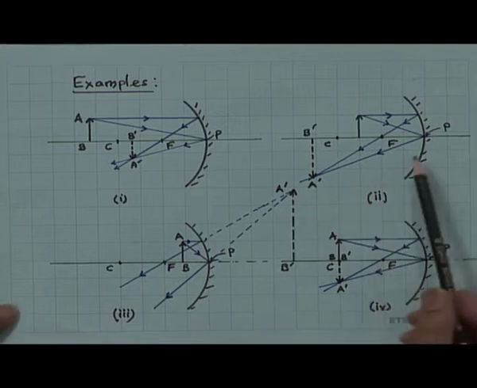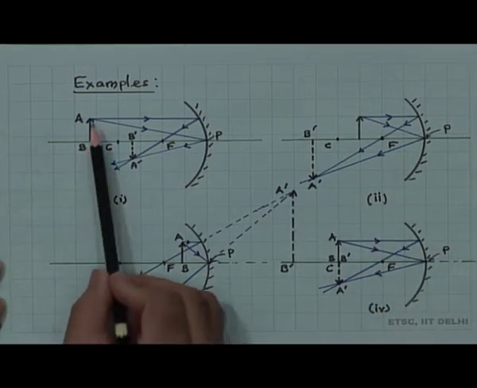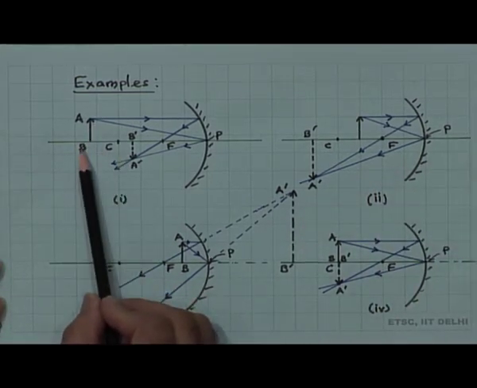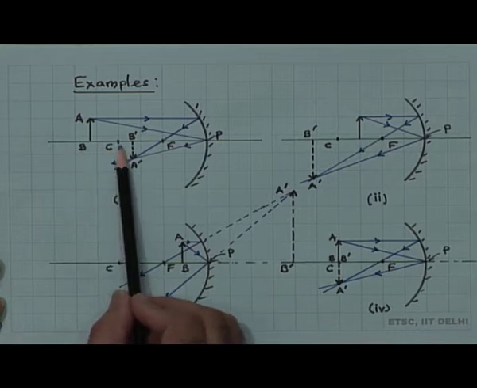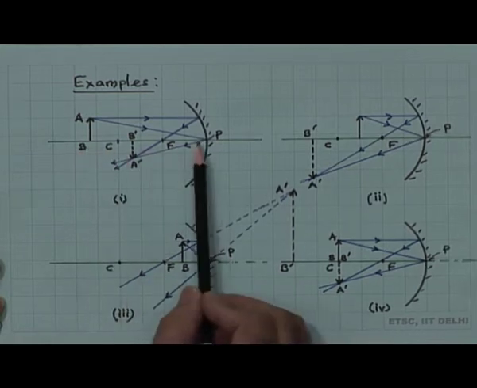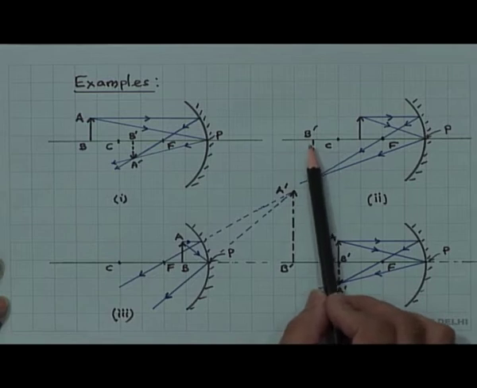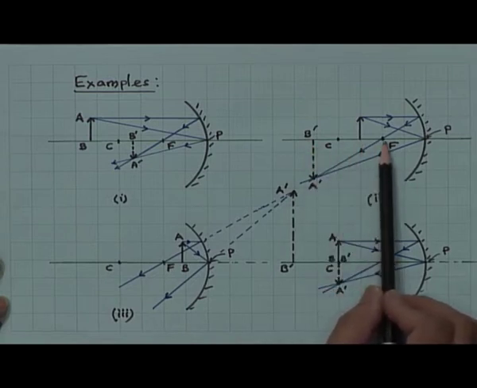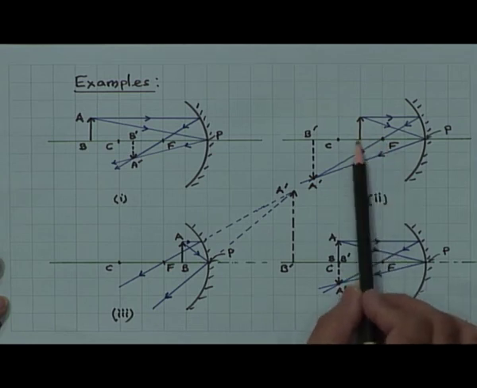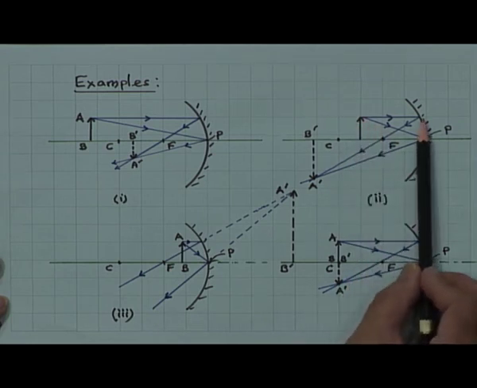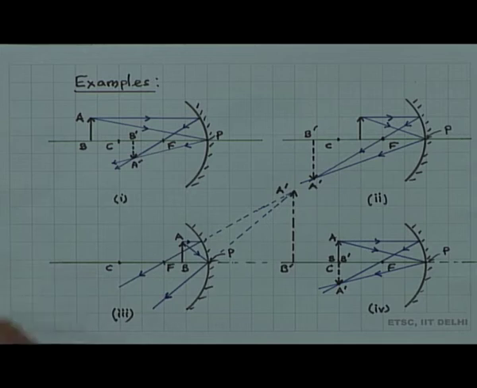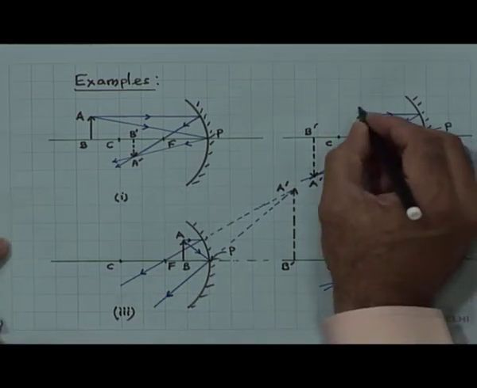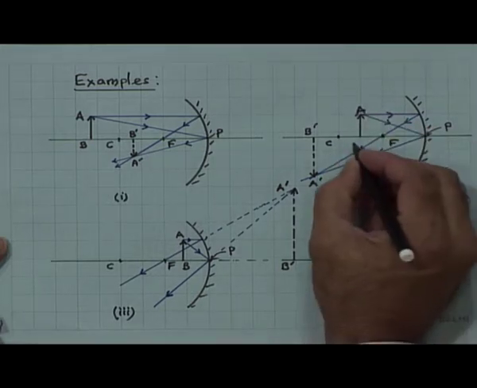A second example that I have considered: note that the object in the first example is beyond the center of curvature, farther than the center of curvature from the mirror. Now, I am considering another object which is between the center of curvature and the principal focus. AB is the object. So, a ray which is incident here. So, let me mark AB. This is A.